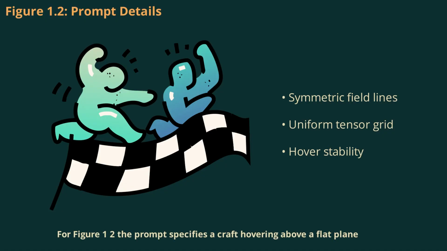For Figure 1.2, the prompt specifies a craft hovering above a flat plane with a transparent hull and internal systems visible. Symmetric vertical field lines, glowing cyan, extend above and below. A vertical gradient arrow is labeled, and a uniform inertial tensor grid is shown inside. The style is clean and precise, with realistic lighting and no motion blur, emphasizing the craft's perfect stability in hover mode.